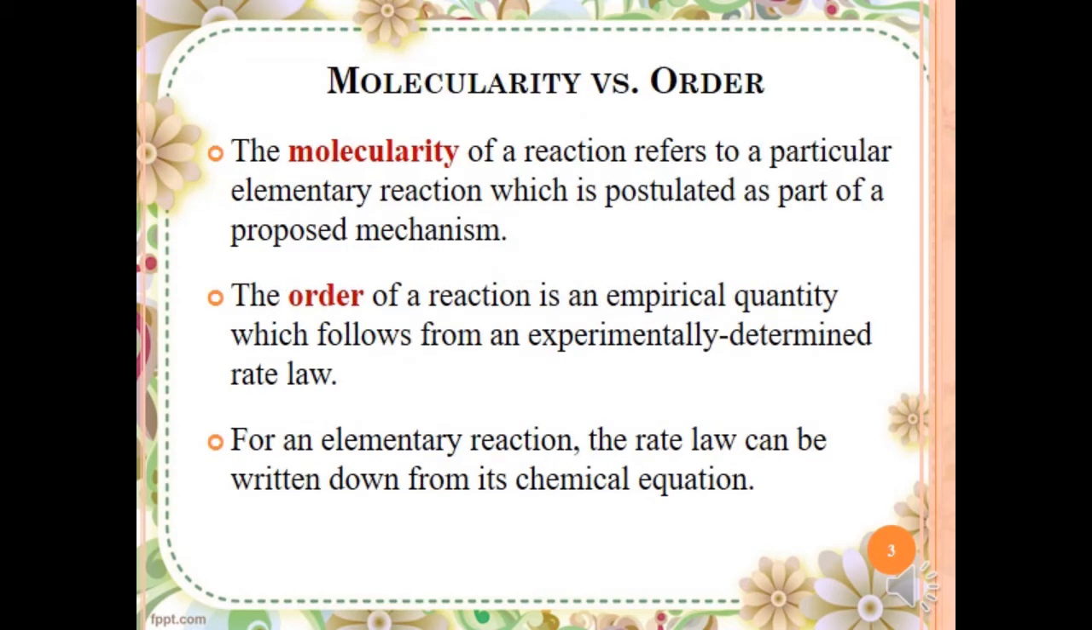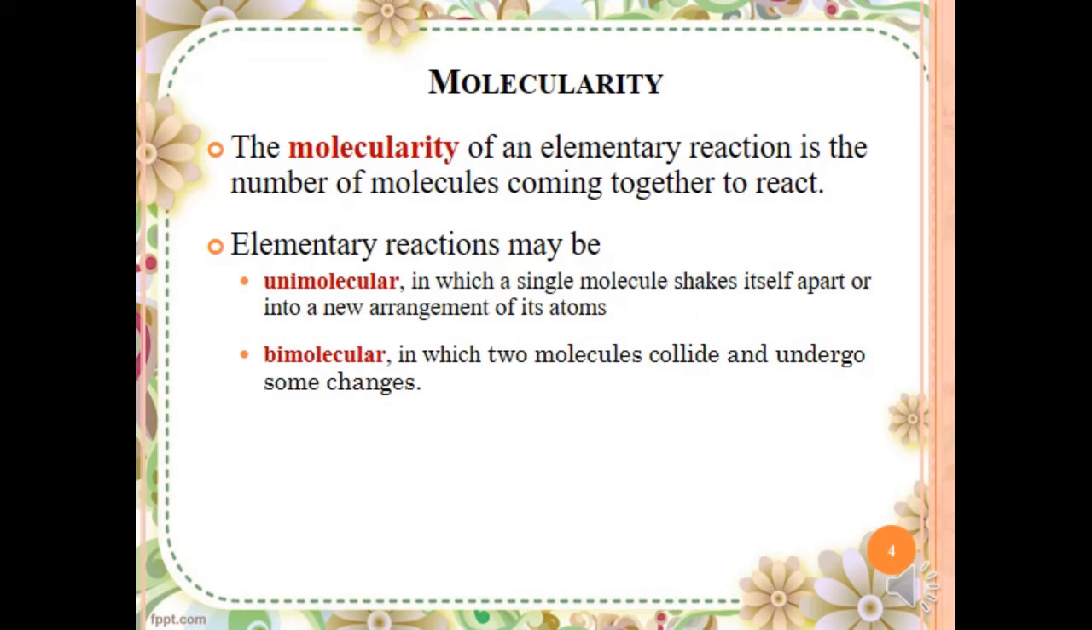So molecularity of a reaction refers to a particular elementary reaction, which I mentioned just now. The order of reaction is an empirical quantity, which follows from the experimentally determined rate law. So that is order of reaction. For an elementary reaction, the rate law can be written based on the balanced chemical equation. So molecularity of an elementary reaction is the number of molecules coming together to react.